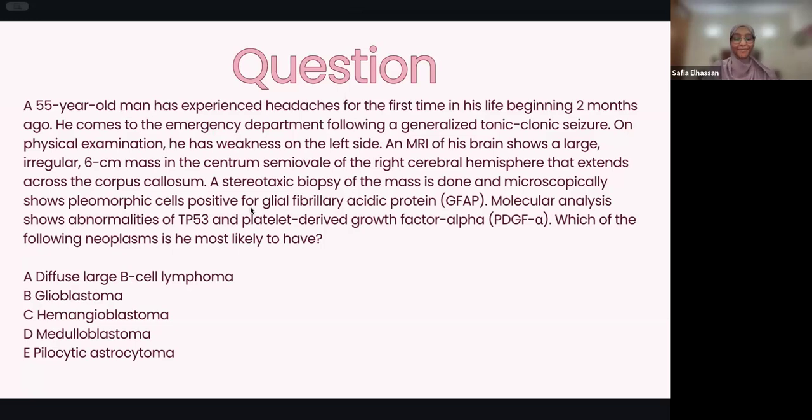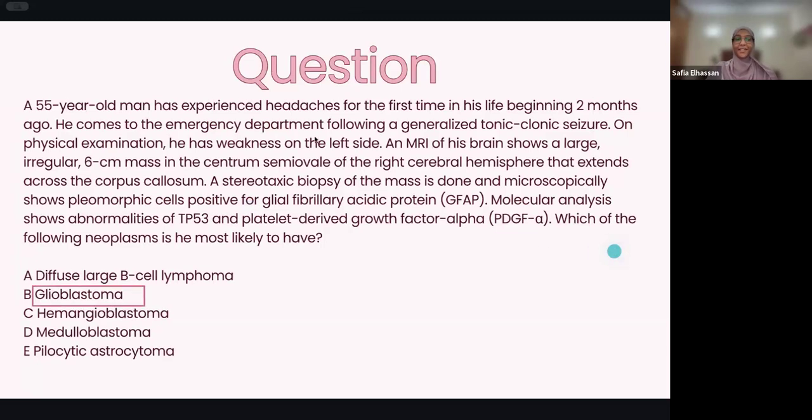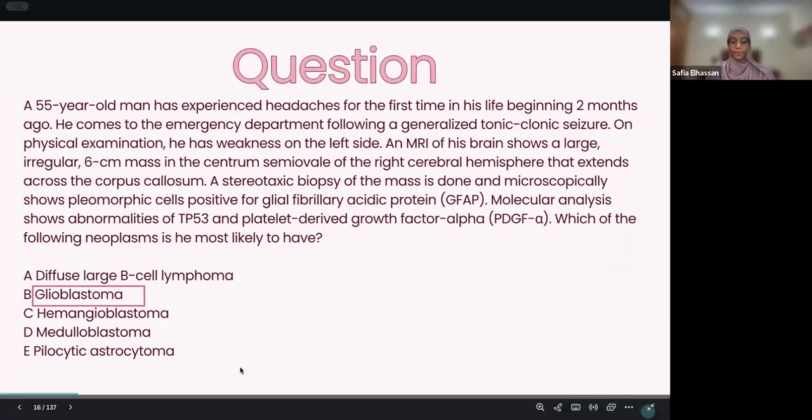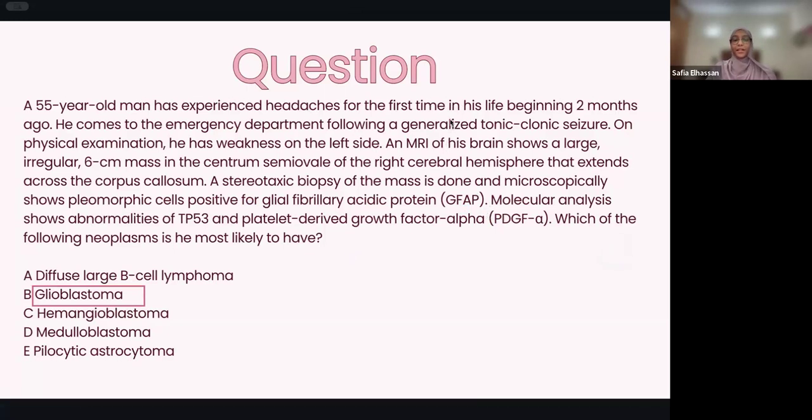Okay, everybody is saying B, and that is correct. The answer is glioblastoma. So what were some of the clues that helped you guys decide that it was B? Crosses corpus callosum, butterfly tumor, TP53. Yes, exactly. All of those are correct. So let's just quickly go through some of the other options.